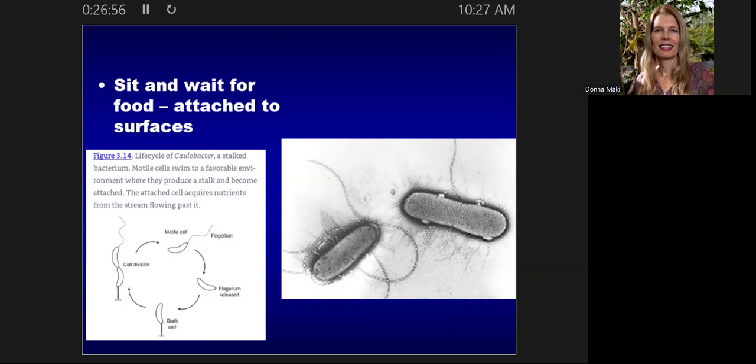You can also attach to surfaces. So think about streams, especially with any kind of current, rivers and streams. A lot of microbes don't want to be swept down to the mouth of the river.